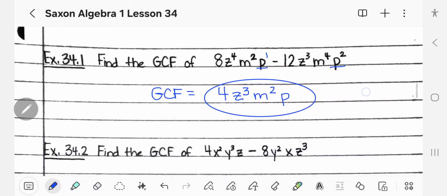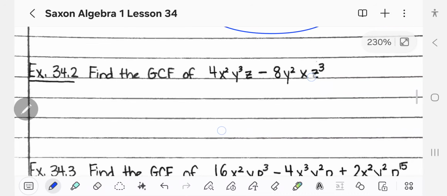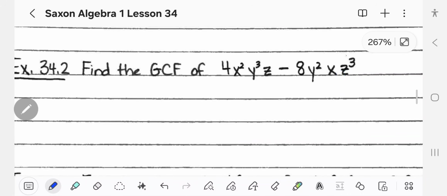Let's look at the next example, 34:2. Find the GCF of, and then we have this expression. What is your greatest common factor of your numbers? Well, this one's 2 times 2, and this one's 2 times 2 times 2. So the greatest common factor is 4 for this. The numbers, the numeric part.